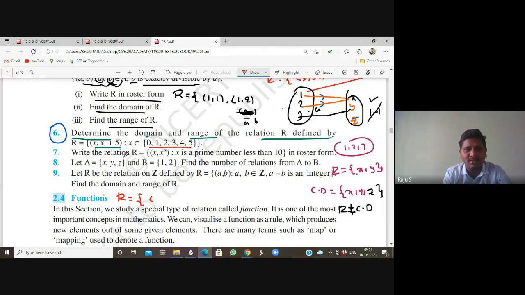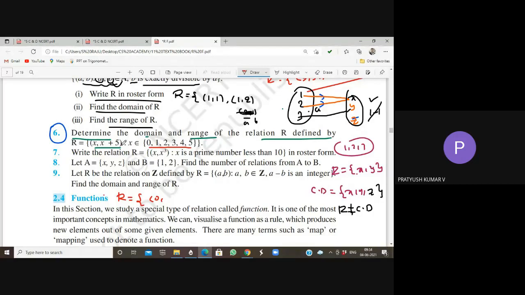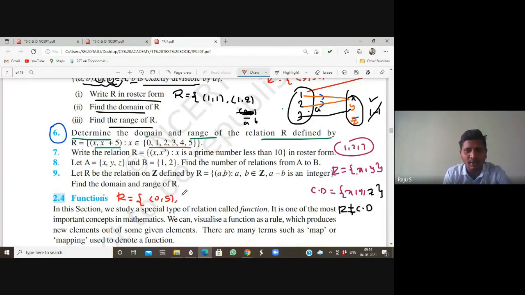First one must be x. When I take x value 0, what is x plus 5? 5. So this is 0 comma 5. If I take x value 1, output is 6. If I give input 2, what is the output? 7. Then 3 comma 8, 4 comma 9 and 5 comma 10. Input is 5, output is 10.